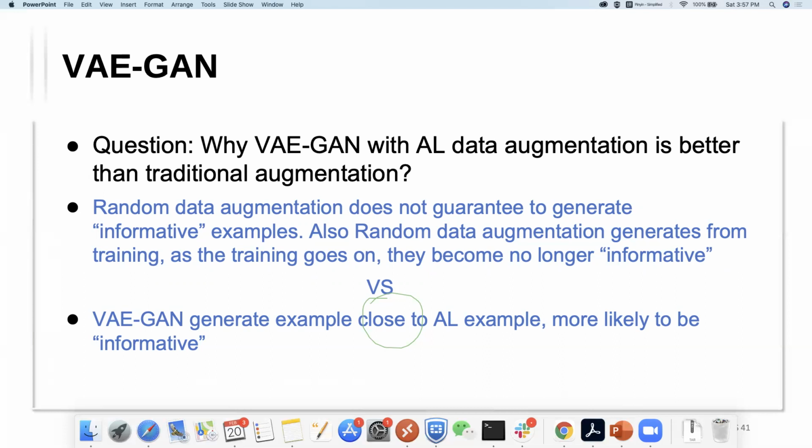Yeah, it's possible, but it is not considered as informative. No, that would be informative, because it is harder for the model to correct this type of error, right? If you want to correct this type of error, you may need to sacrifice a lot of other data around this point. That is Wang Chao's work.